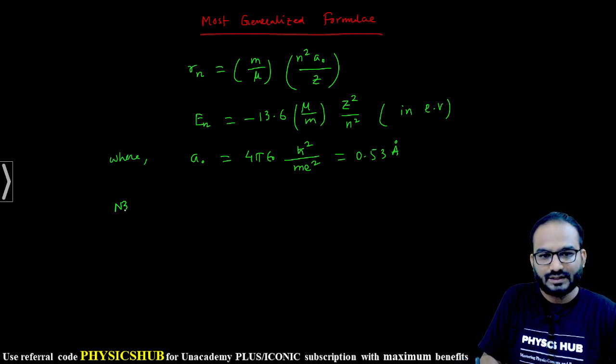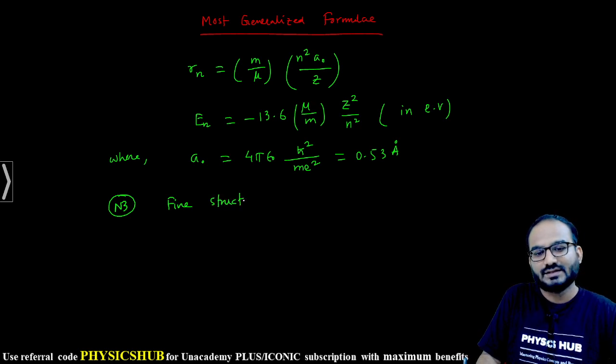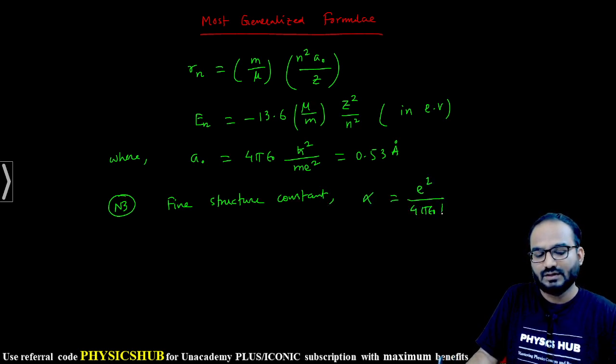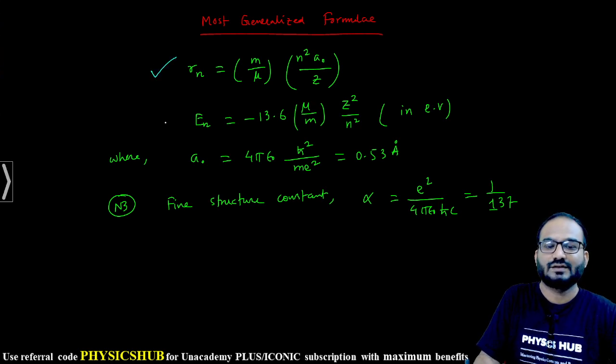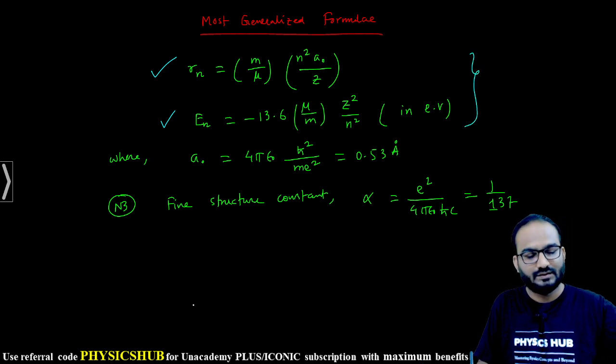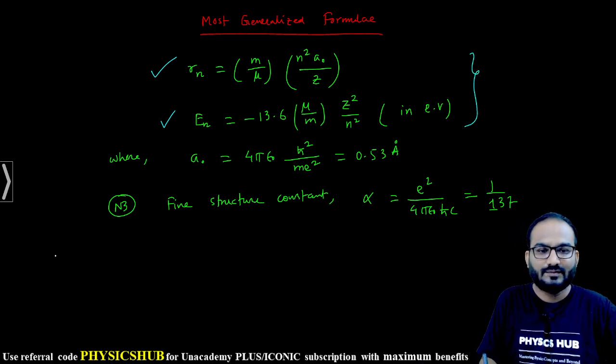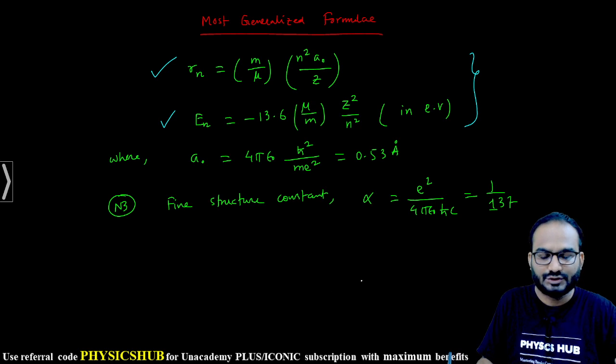Another important quantity you should remember is the fine structure constant. What is its value? The fine structure constant is represented by the symbol alpha, with a value of e square by 4 pi epsilon naught h cut c. This is precisely 1 by 137. So these were the most generalized formulas. Mainly you are asked about the radius of the nth orbit and the energy of the nth orbit. Now let's apply these formulas to the case of positronium.